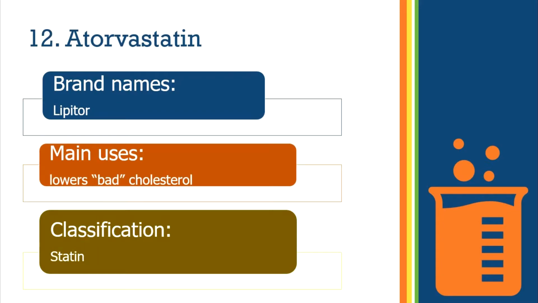Atorvastatin, also known as Lipitor. This medication is used to treat high cholesterol. In other words, this actually lowers the bad cholesterol and increases the good cholesterol. And it is a statin medication.